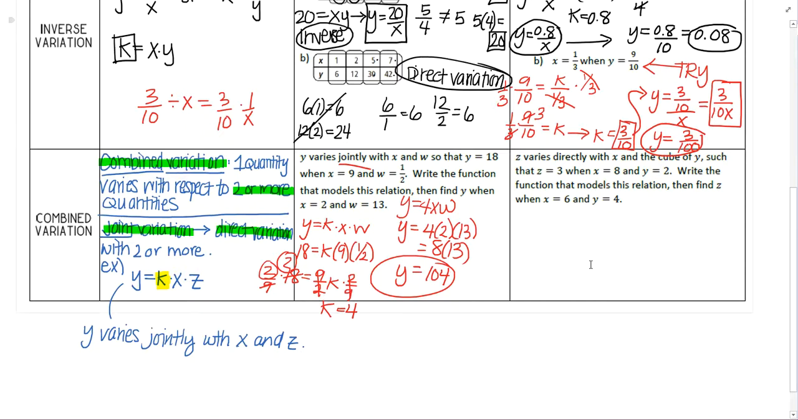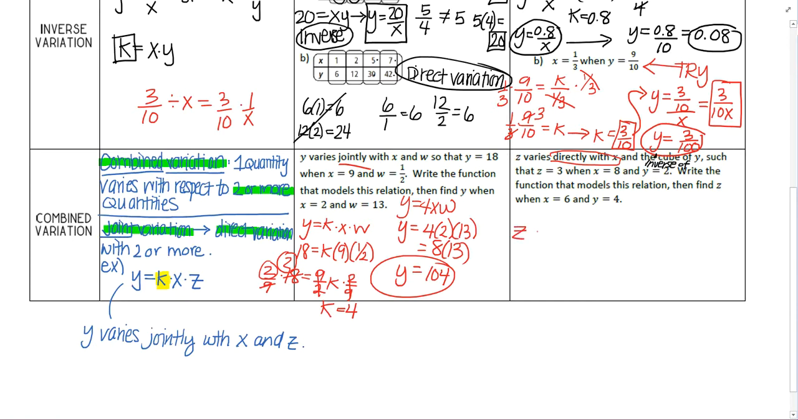Okay, our second example has an error in it. I forgot to type a very important word, so we're going to add that. It says z varies directly with x and the inverse of, I'm supposed to say the inverse of right here, the cube of y. Okay? So how would that look? Okay, so some of it is directly. It says directly with x, but it says inversely with the cube of y.